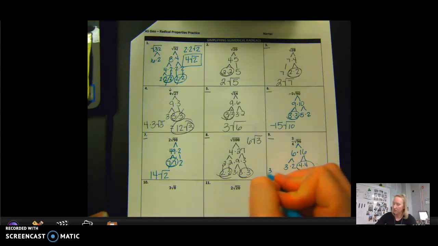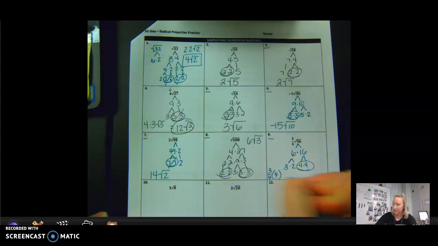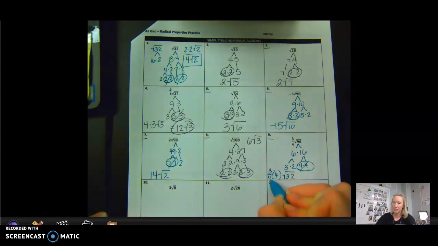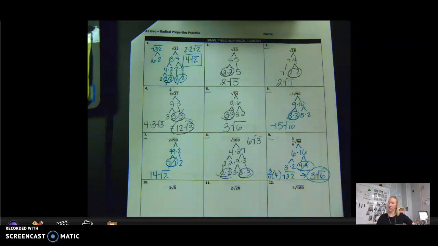So I'm actually doing 3/4 times 4, square root of 3 times 2. Okay? That's the same thing as doing 3/4 of 4. Well, 3/4 of 4 is 3. Square root of 6. Okay?